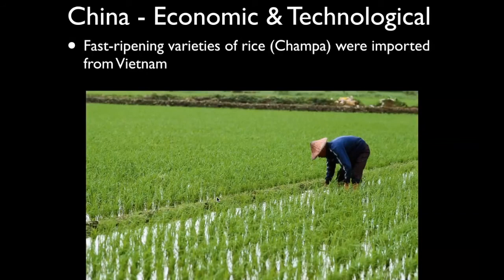Another major innovation, this one not developed by the Chinese, but instead their neighbors to the south, the Vietnamese, was the fast-growing varieties of rice, known as Champa rice. They were first imported from Vietnam, and this was critical because it allowed the Chinese to produce multiple harvests of rice in one growing season. So instead of just producing one harvest, they could produce 2, 3 harvests, which meant that they could produce 2 to 3 times the amount of food.